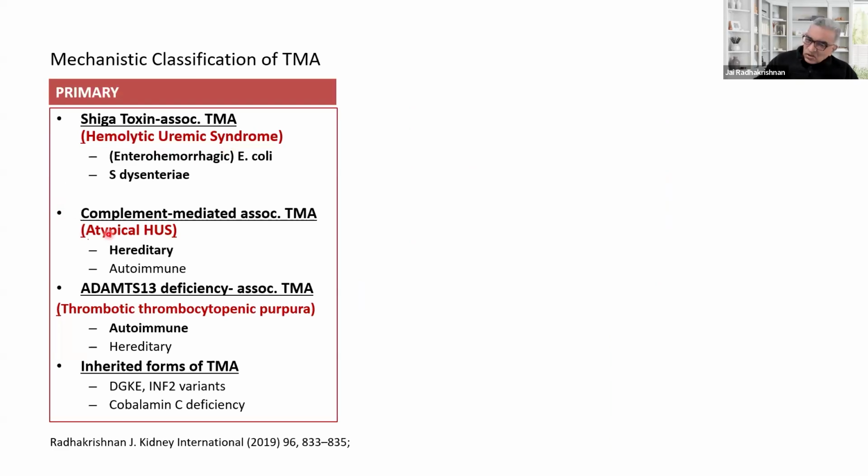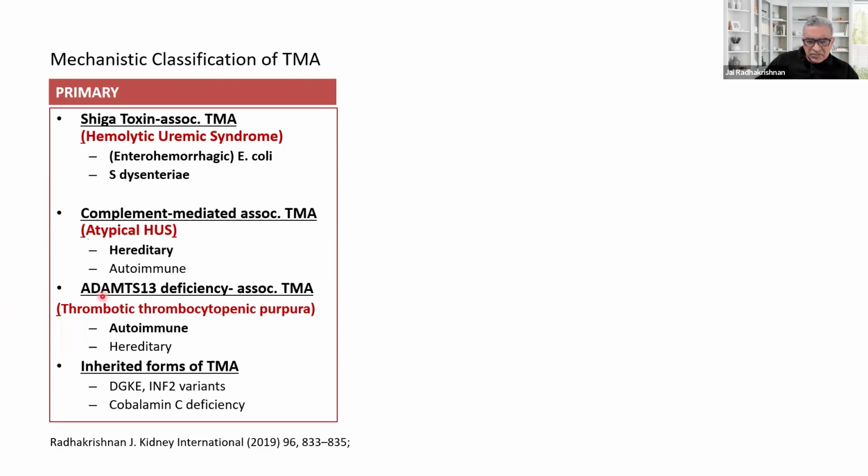What we all call atypical HUS, which is complement mediated, is an emerging disorder. Well, it's getting increasingly recognized because there are specific therapies. It could be inherited or autoimmune. We'll go into quite a bit of detail on this.